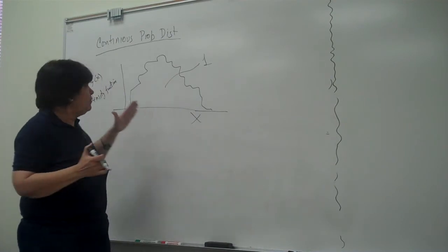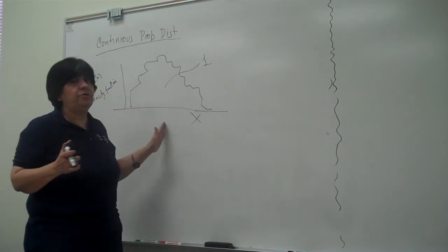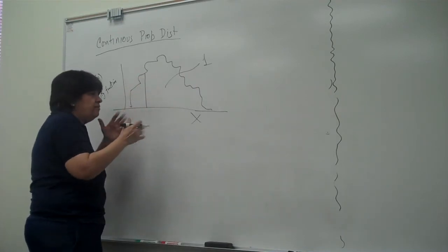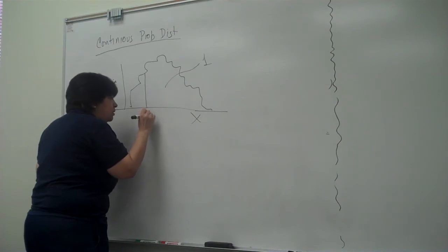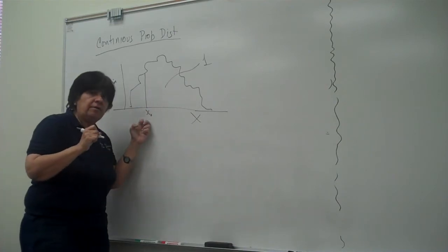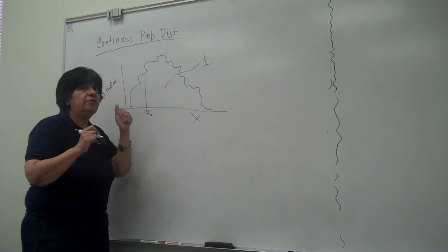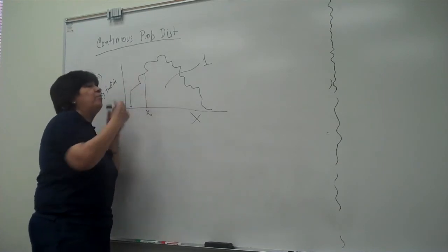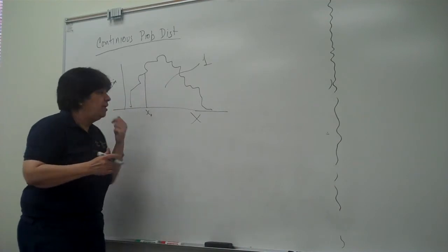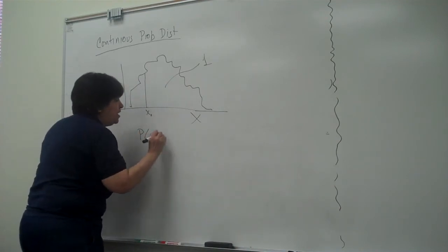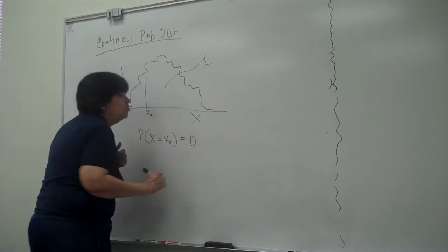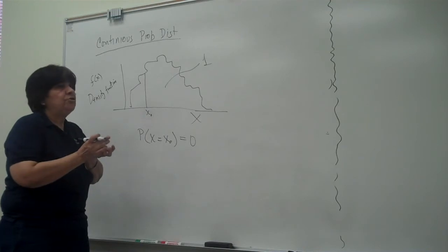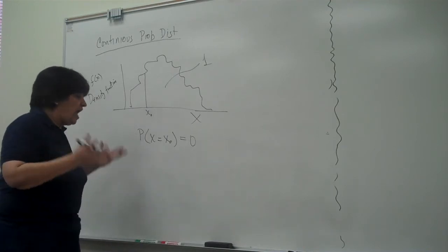Now, in a continuous probability distribution, the probability that the variable takes a particular value is equal to 0, because we are dealing with areas, and in one point there is no area. So the probability that x is equal to x0 is equal to 0. There are no areas.